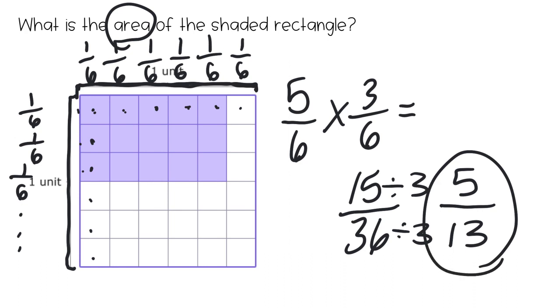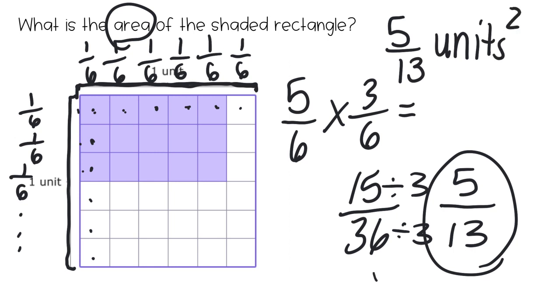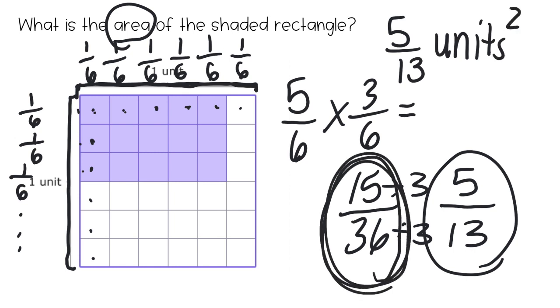So remember, if you can simplify, I want you to check and see, can I simplify? So my answer is 5/12 units squared. If you got to this part right here, 15/36, great job. But also remember, we always want to write our answer in simplest terms, also called simplest form.